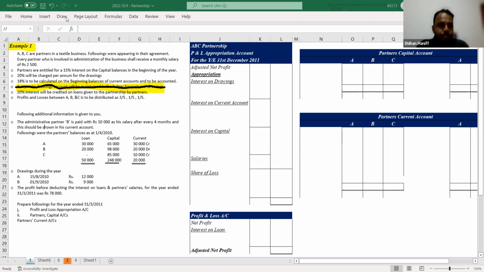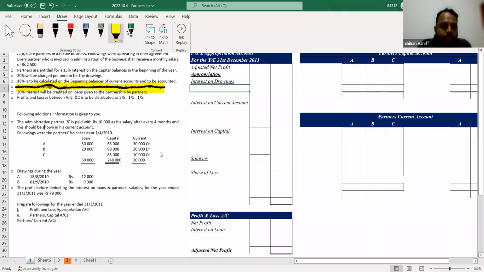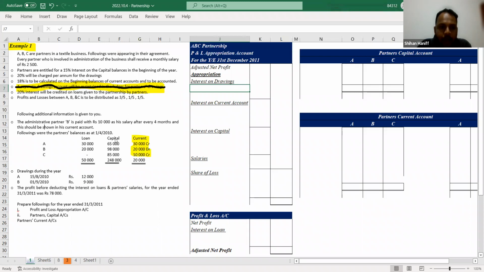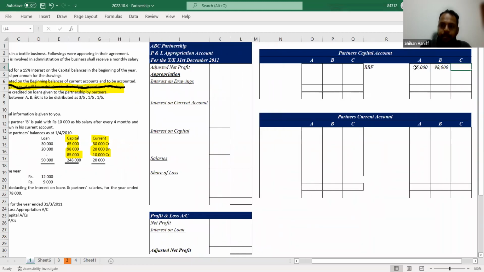So let's record the opening balances, current account balances, capital account balances. Yeah, the current account and capital account are both credit balances, balance brought forward. A 65,000, B 98,000, C 85,000.